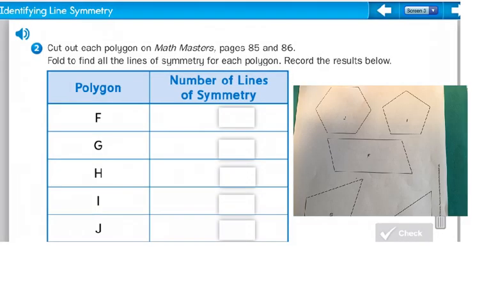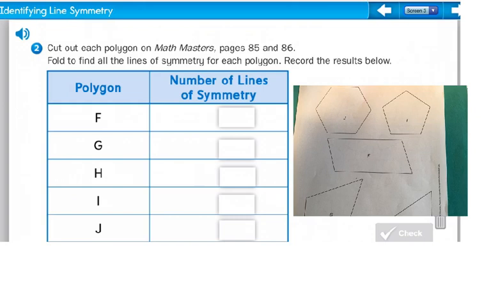Now we're going to move on to our next polygon sheet, polygon F through J. And we're going to do the same thing, but we have a little bit different shapes here. So we may actually find that some of these shapes do not have any lines of symmetry at all. So we're going to start with F.